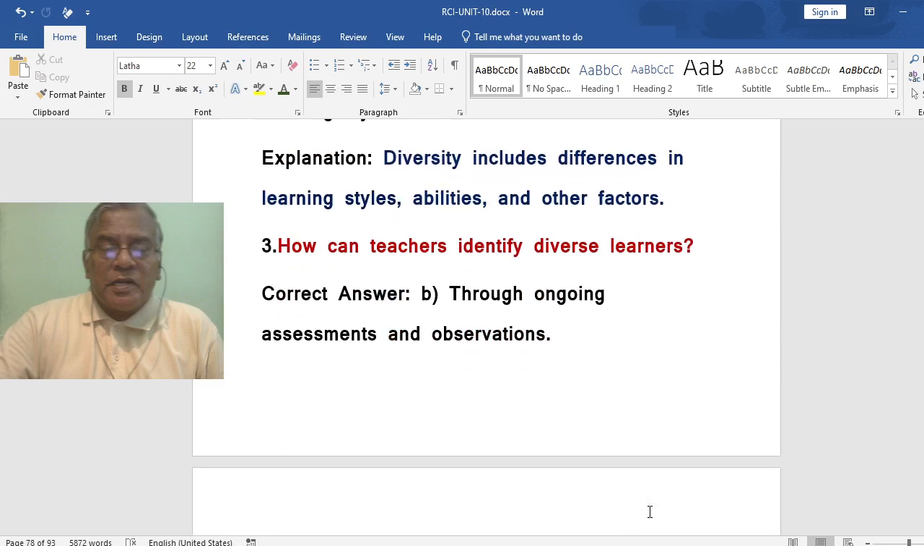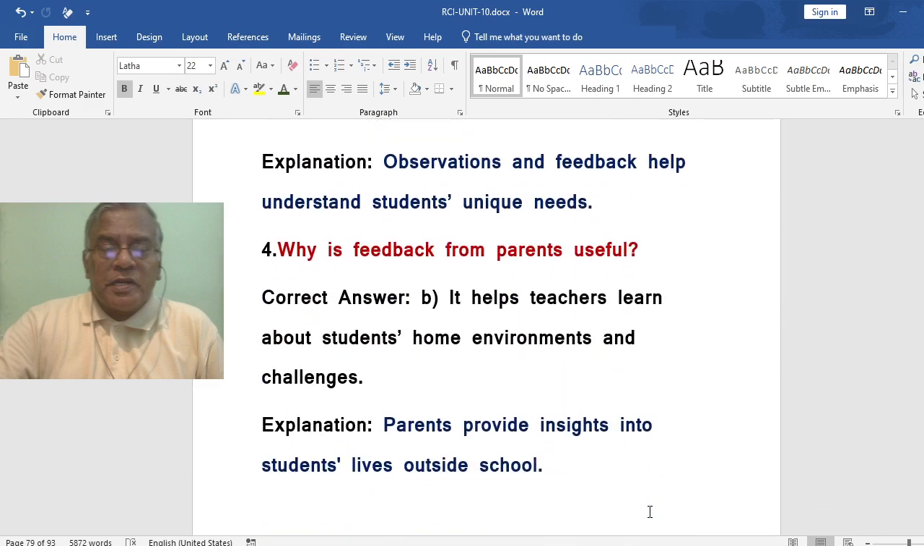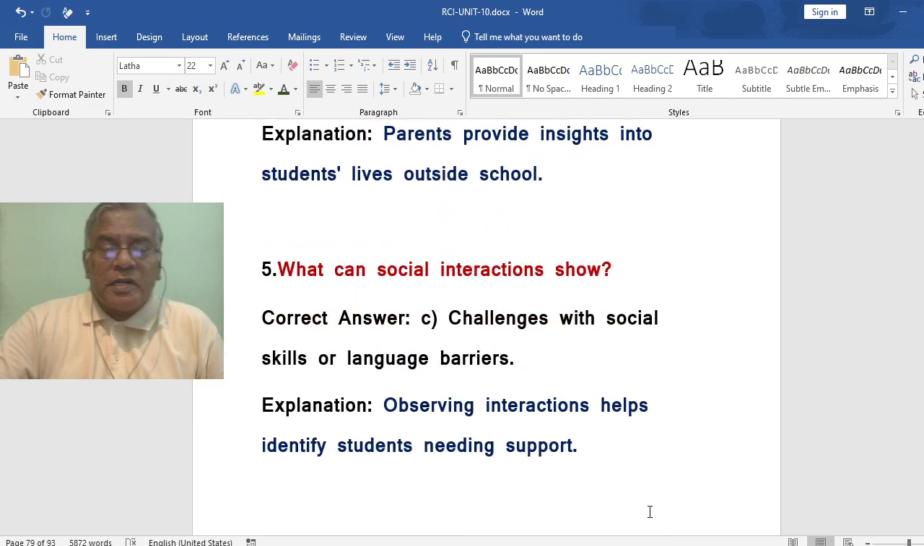How can teachers identify diverse learners? That is through ongoing assessments and observations. Observations and feedback help understand students' unique needs. Why is feedback from parents useful? Feedback from parents helps teachers learn about students' home environments and challenges. Parents provide insights into students' lives outside school.